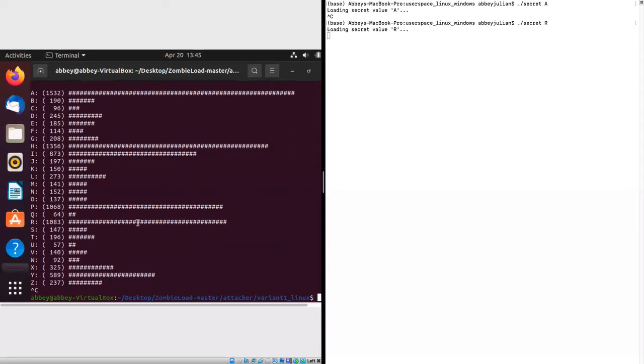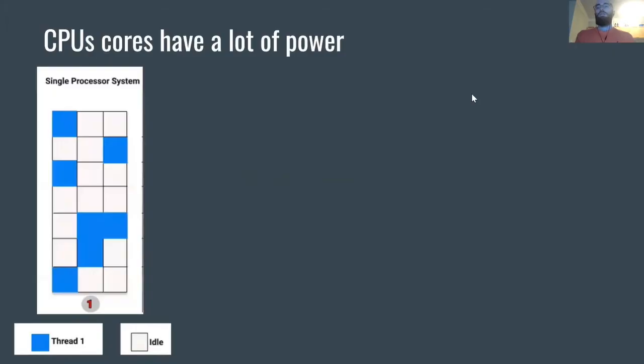This may seem silly, it's just A and R, but remember this sensitive information could really be passwords, credit card information, or other private data. So how did we get here? How is this possible? And what can we do? So what happened there? Well, first let's talk about some of the underlying hardware that makes this exploit possible.